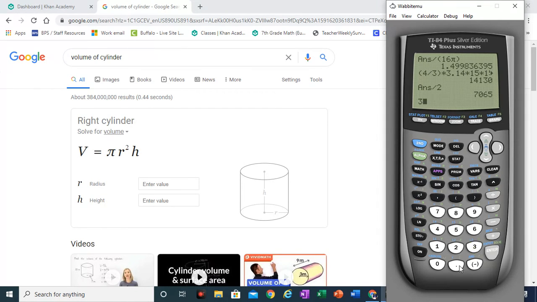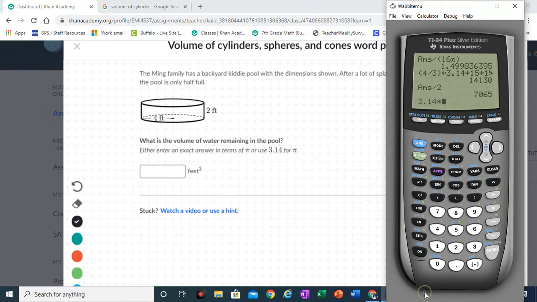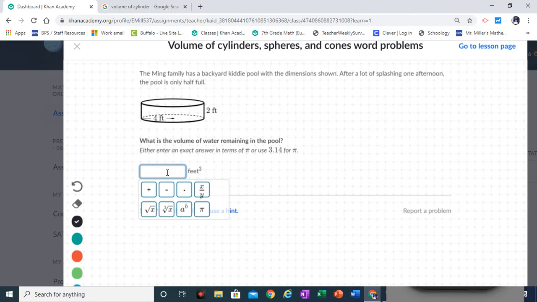For pi, again, we can use 3.14 times the radius squared. The radius here is 4, so we're going to do 4 times 4 for radius squared, times the height, which was 2. That would be the volume if the whole pool was filled. They told us it was only half full, so we have to divide that by 2. So 50.24, and the units are cubed because of volume.